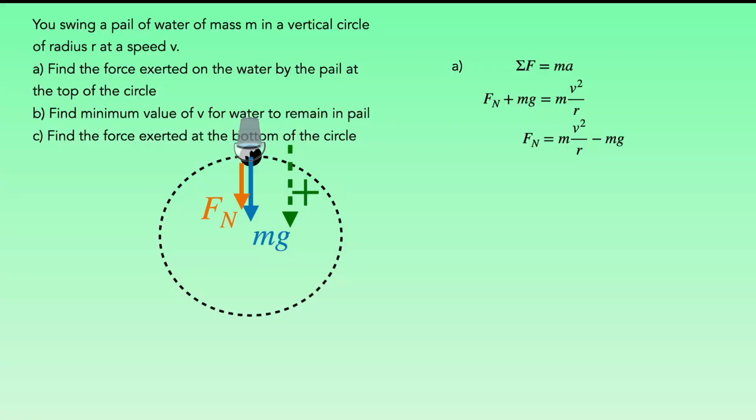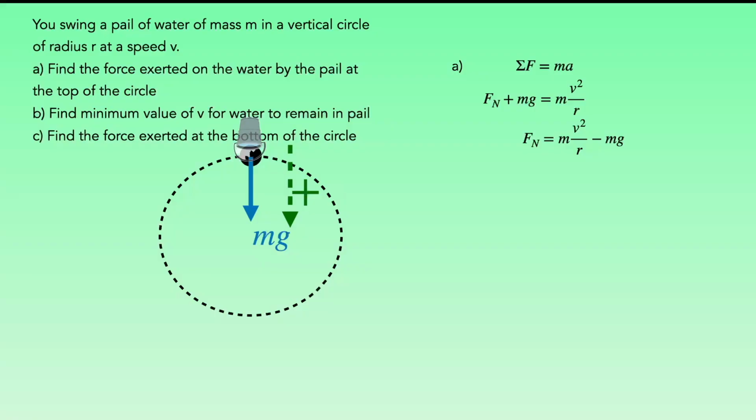So it's a smaller normal force. If we had no gravity, we just have mv squared over r. We had gravity, well, that's helping us make that water turn at the top of the arc. Now let's look at B, minimum value for V for the water to remain in the pail.